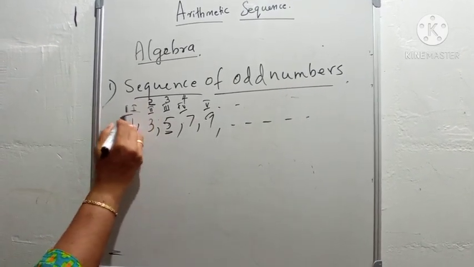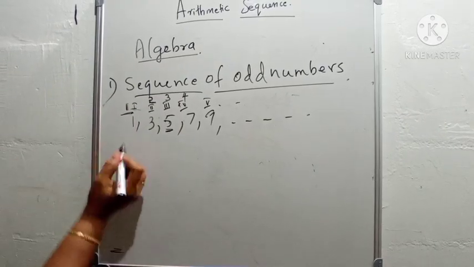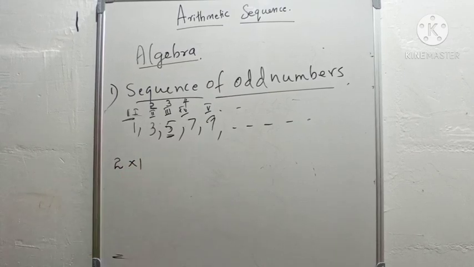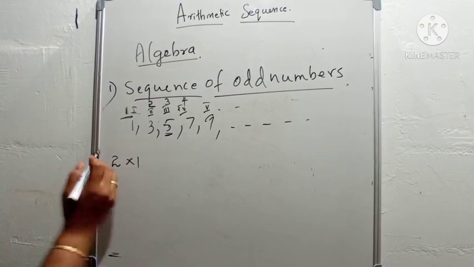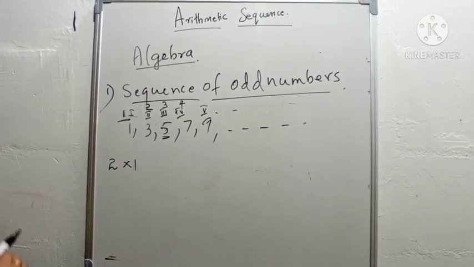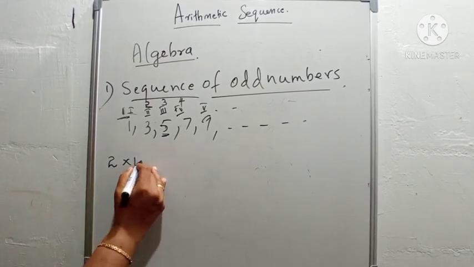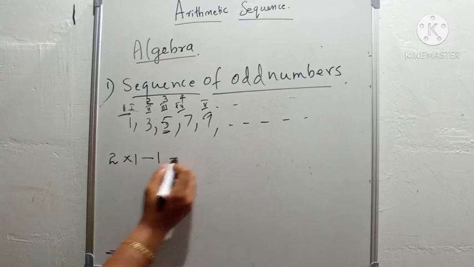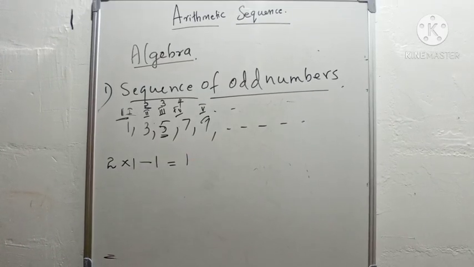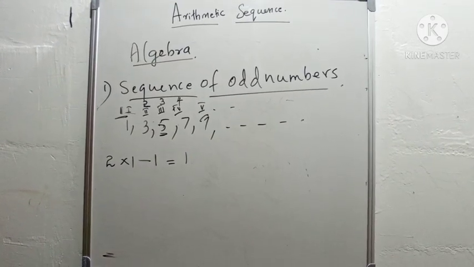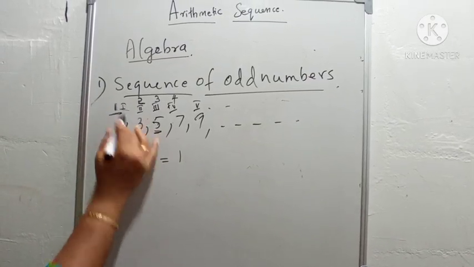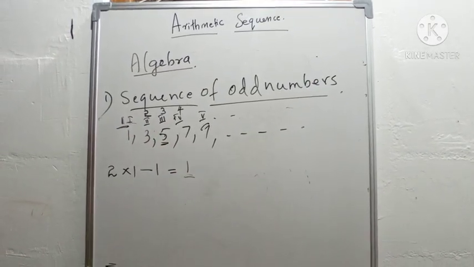What about the double of 1? The double of 1 is 2 into 1. What is 2 into 1? 2. Minus 1, what is that? 2 into 1 minus 1 is equal to 1. That means the double of the position minus 1 is equal to the term.